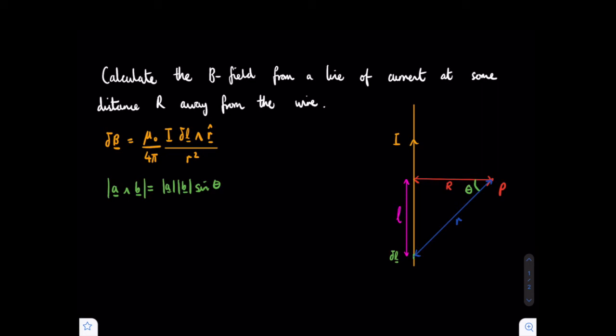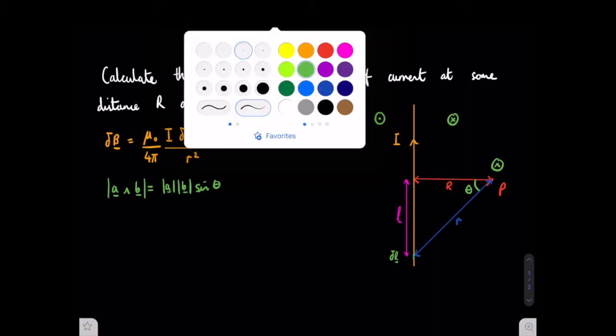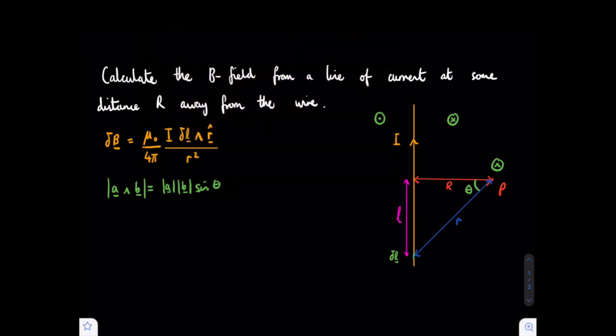We can work this out by using the right-hand screw rule. Using this rule, we can work out that the current is coming out at the left side of the wire, and it's going back in on this side. So we know at point P, the magnetic field is going inwards to the page. That's nice. So we can simplify this equation and get rid of this cross product.